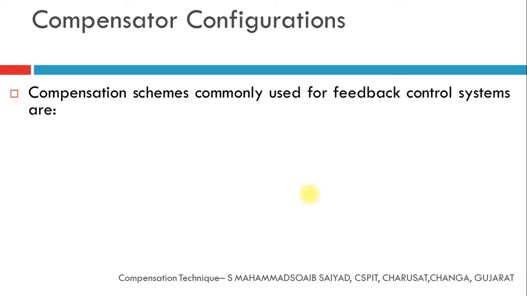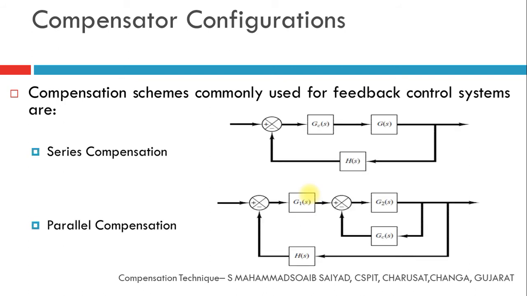As far as the feedback control system is concerned, the compensator configurations are series compensation and parallel compensation. The block diagram of series compensation is given here. We have Gc(s), the controller gain of your system. G(s) is the forward path gain, and H(s) is the feedback path gain. You might have a controller as well as a compensator in your configuration. This is the gain of the compensator, Gc(s).